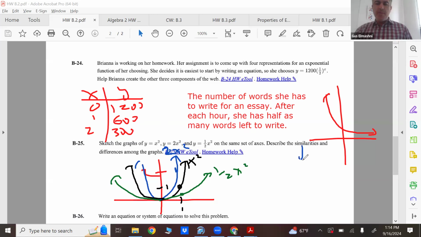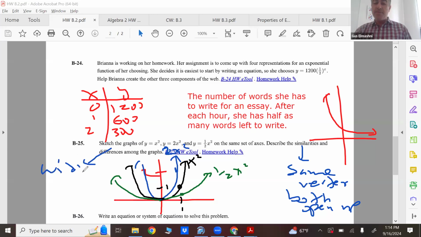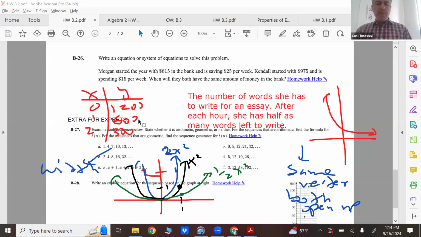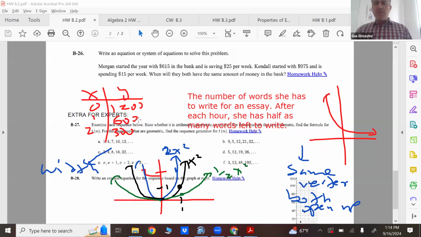So how are they similar? Same vertex, I'd say. They both open up. Differences, the width. I think that's pretty obvious, right? The width changes based upon the number in front of x squared. So if you said something like that, it would be valid. And lastly, 26. I won't go over the extra for experts.